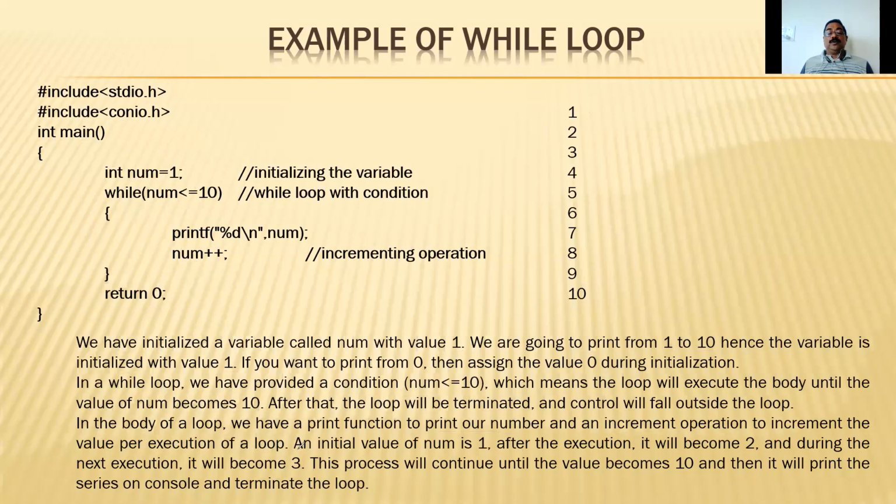Then the value per execution of the loop. The initial value of num is 1. After the execution, it will become 2. And during the next execution, it will become 3. This process will continue up to the value 10, and then it will print the series on the console and terminate the loop. So this is the handling of the while loop.